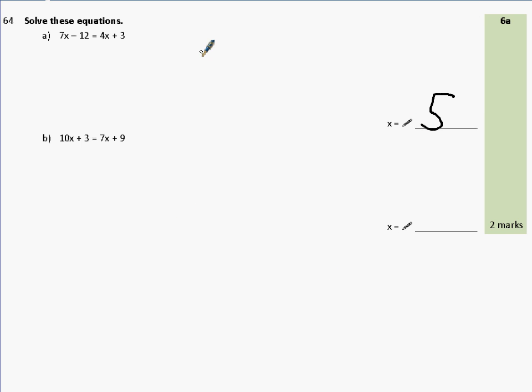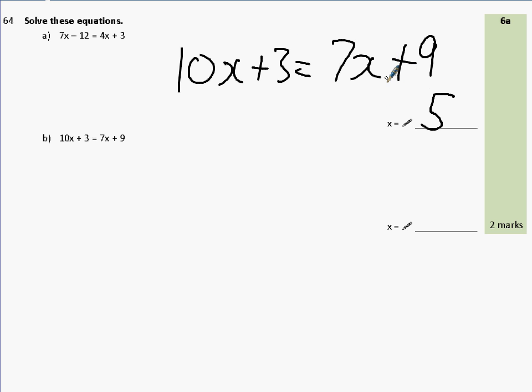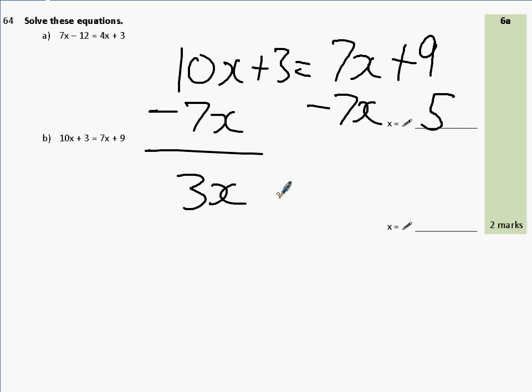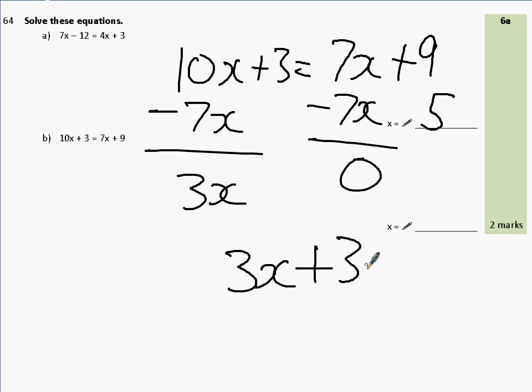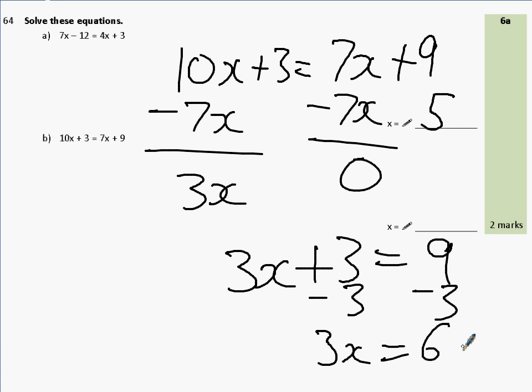x equals 5. For this one, 10x plus 3 equals 7x plus 9. So if you take away 7x from both sides, because that's the smaller coefficient, you get 3x there, you get 0 there. Write out what you've got left. 3x plus 3 equals 9. Take away 3 from both sides, you get 3x equals 6, and you find that x equals 2.